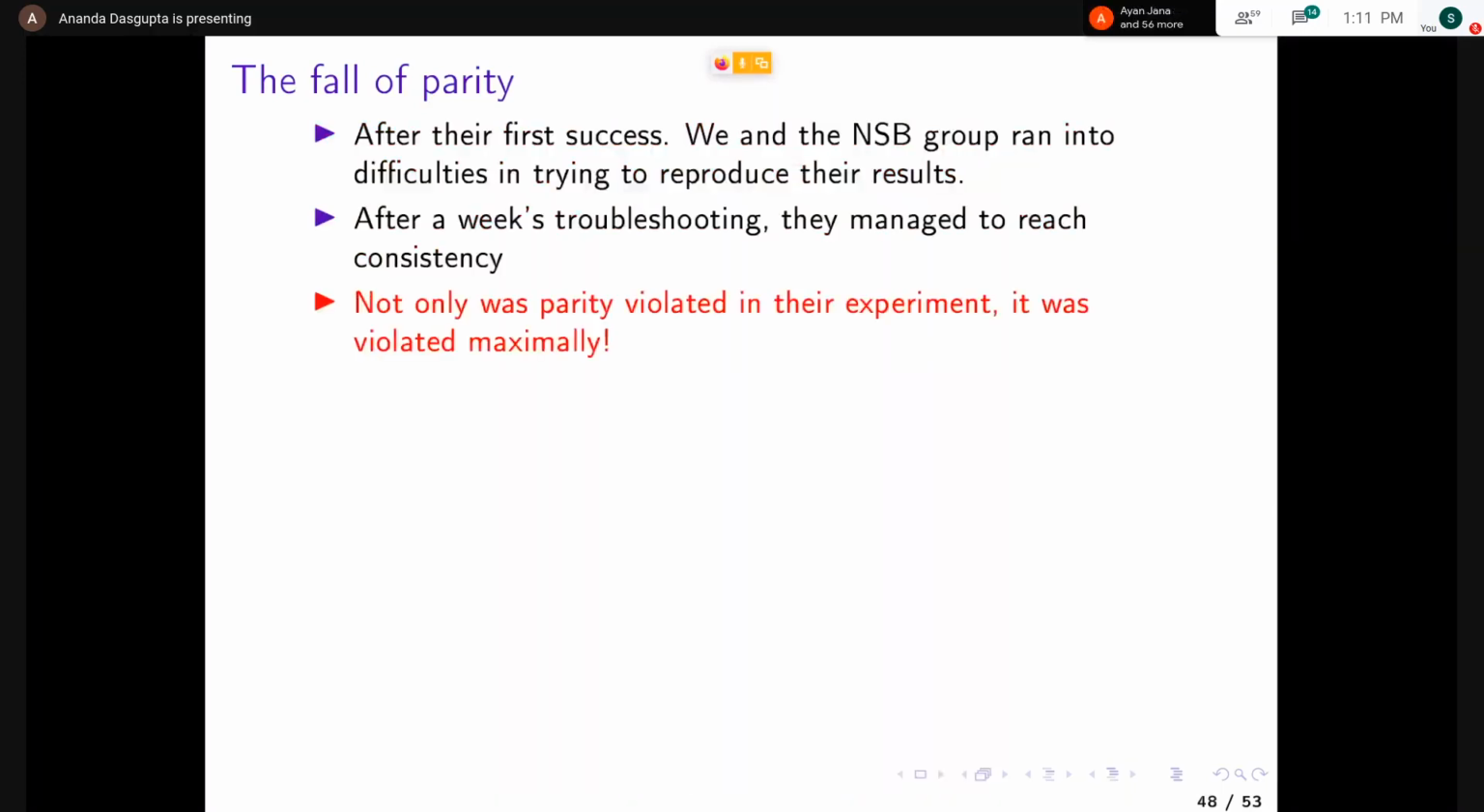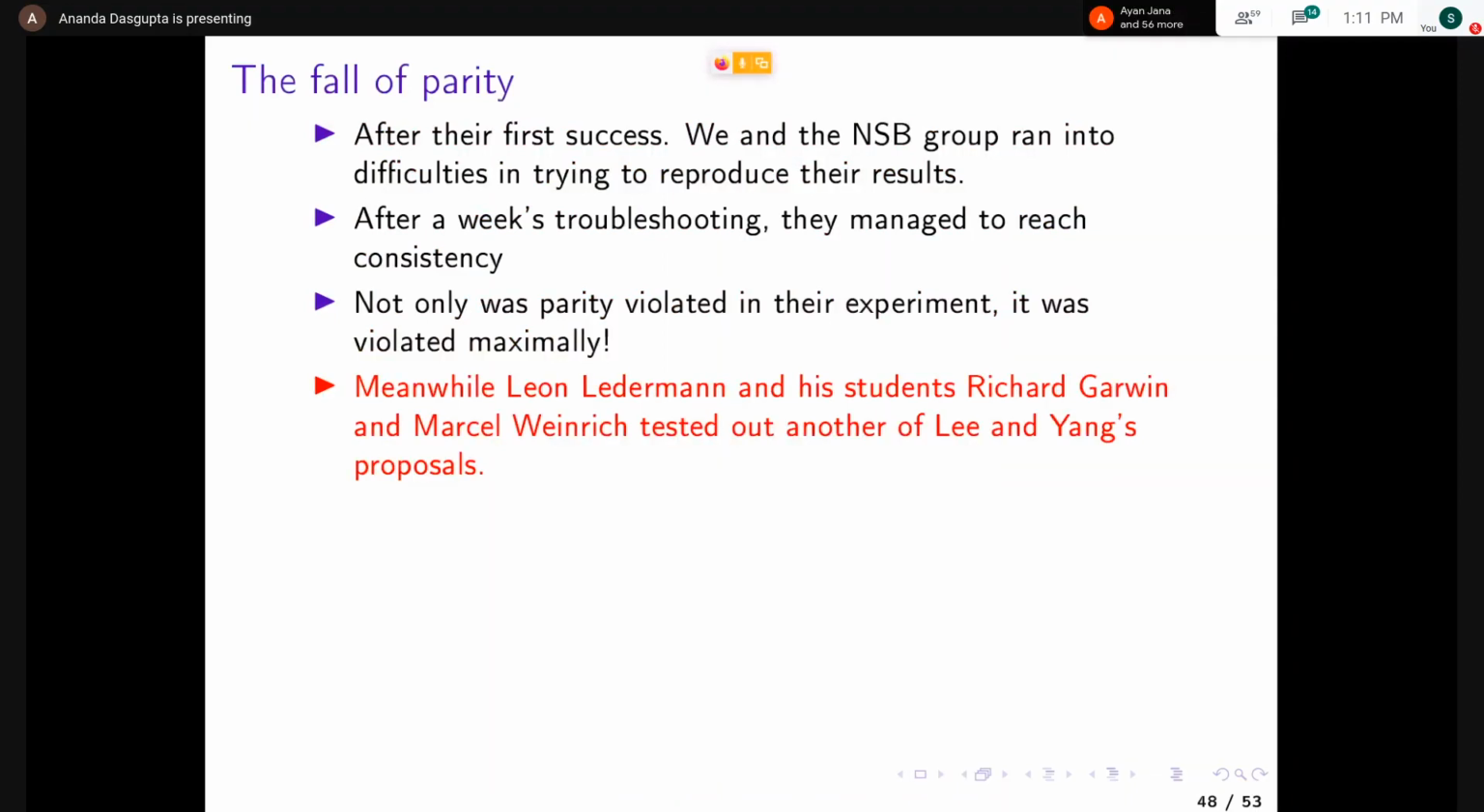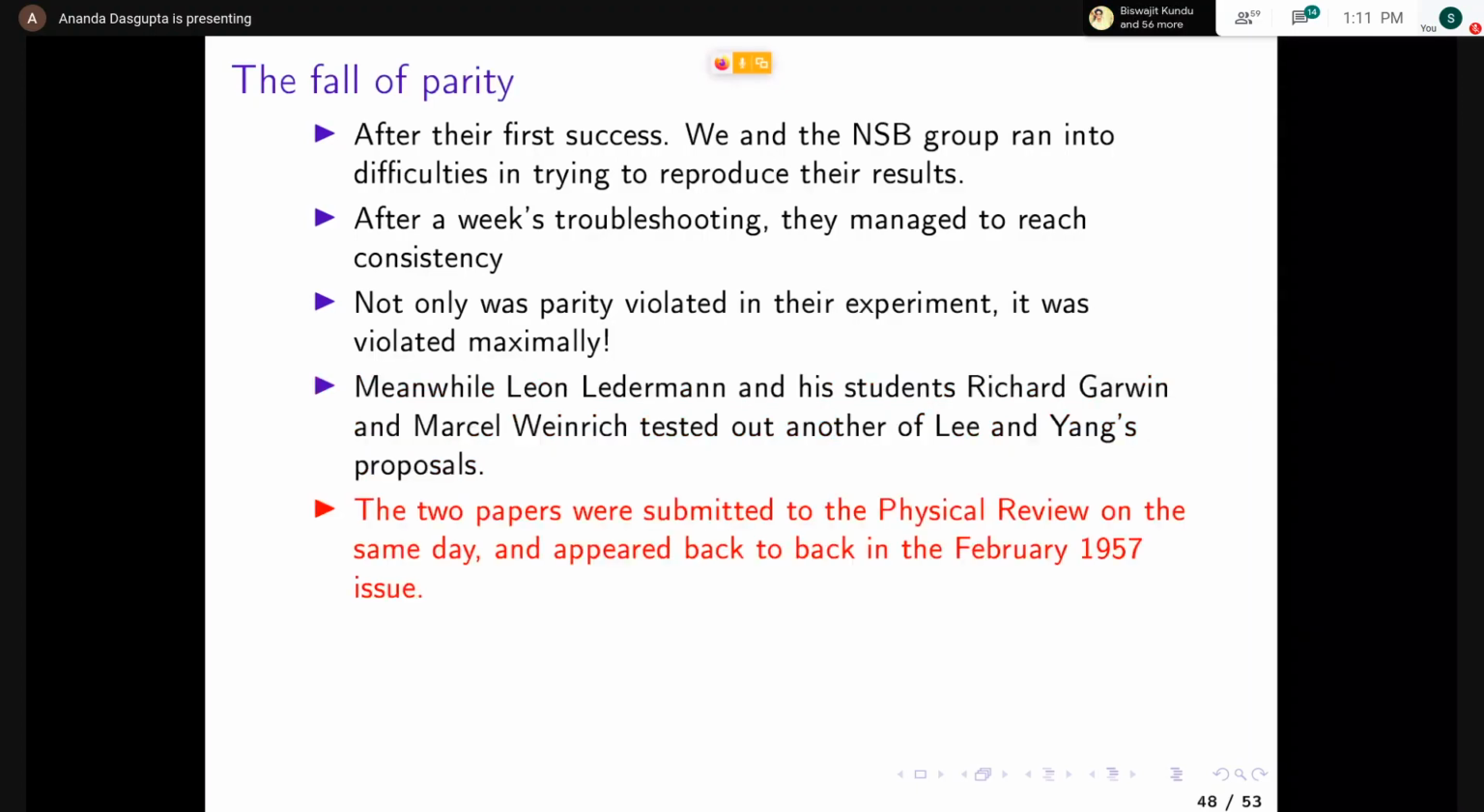Okay, quickly, Lee and Wu were not the only group. There were other people doing this work. Leon Lederman, same institute, used a cyclotron and particle decay from a cyclotron. Same month, they published a paper. This was February 1957. So from April 1956, when this issue was raised, to experimental verification, February 1957, very, very short time.